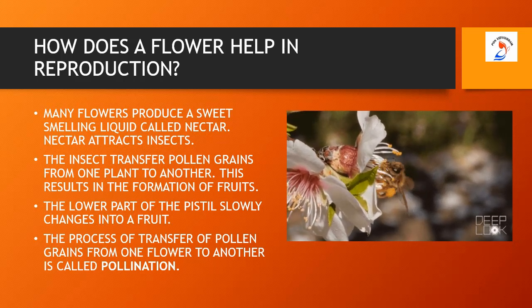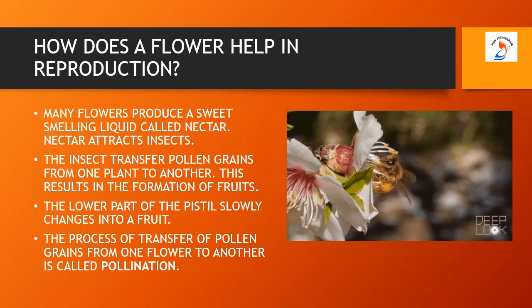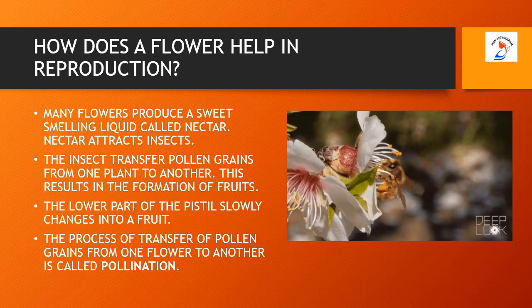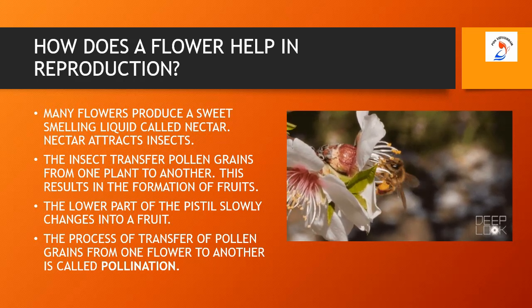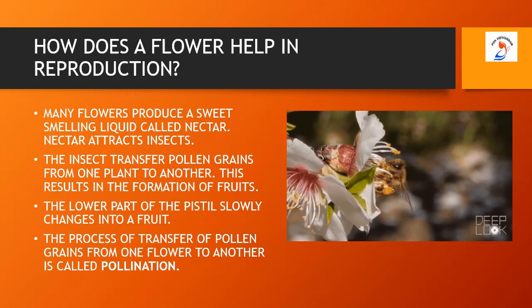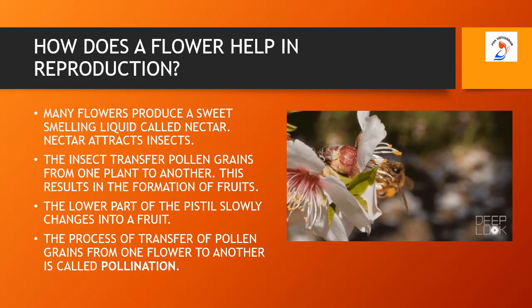So, when an insect sits on the flower, some of the yellow pollen dust may fall on its body and stick to it. So, the insect transfers pollen grains from one plant to another. This results in the formation of fruits. The lower part of the pistil slowly changes into a fruit. The process of transfer of pollen grains from one flower to another is called pollination.